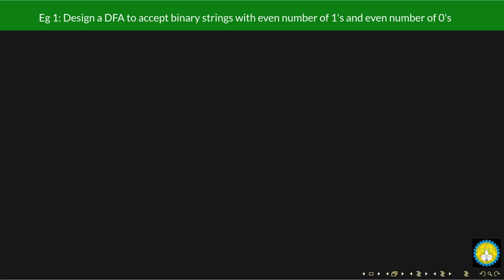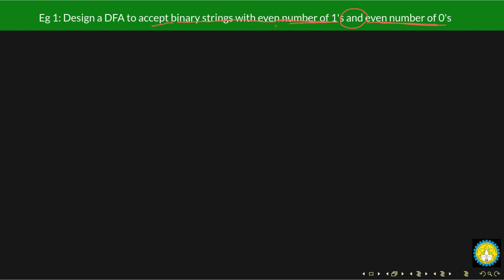Now let us look at this question. This question says: design a DFA to accept binary strings with even number of ones and even number of zeros. So there are two languages here. You can actually classify this into two different languages. That is binary strings with even number of ones, and binary strings with even number of zeros.